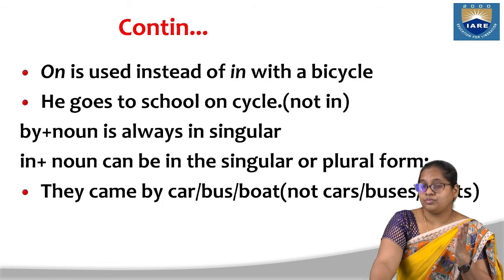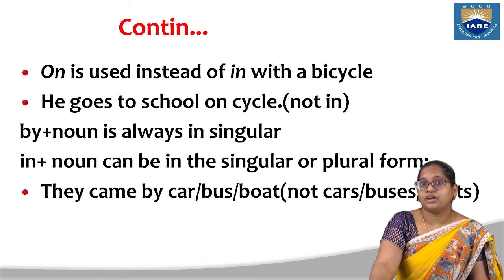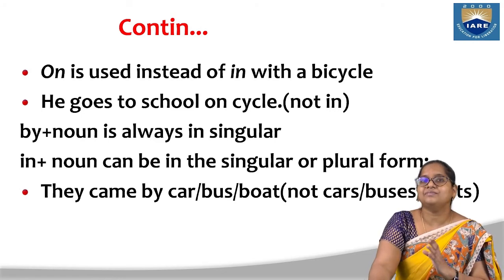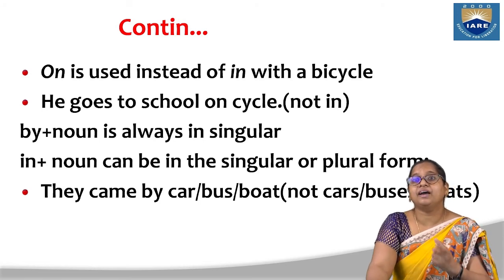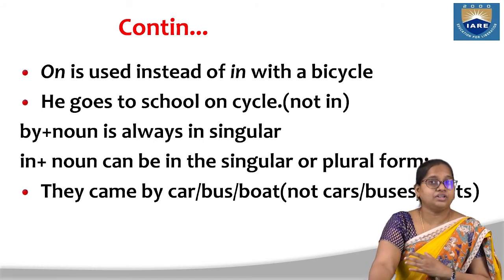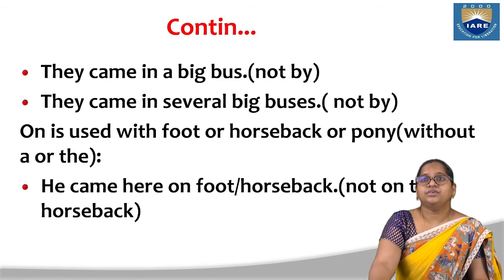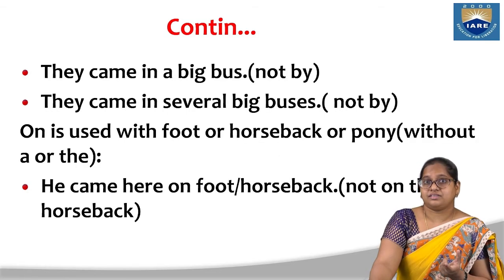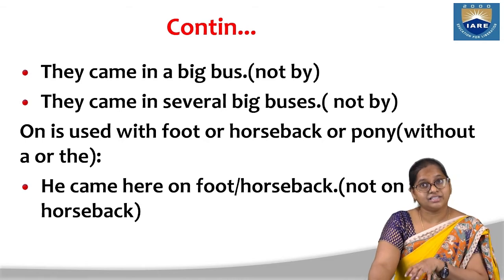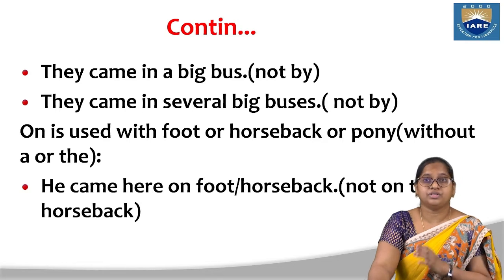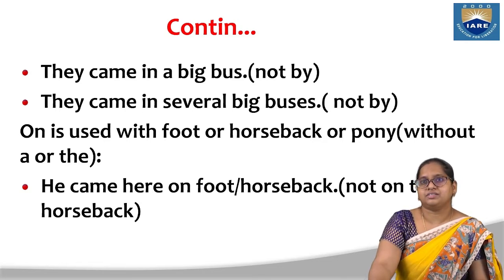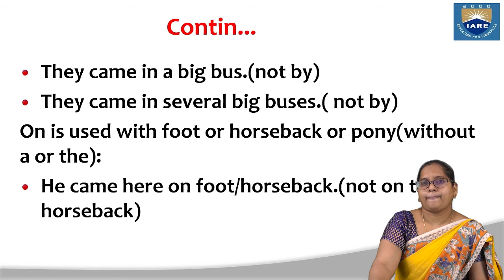Now let us talk about the preposition on. We use on instead of in with a bicycle and some vehicles. He goes to school on cycle. By plus noun is always singular, my dears. That is why they came by car, bus, boat, not cars or buses. But you can say he came in a big bus. So he came by car, but he came in a big bus, when an adjective is used. When it is modified by any adjective, you can use in. They came in several big buses. These are a few examples.